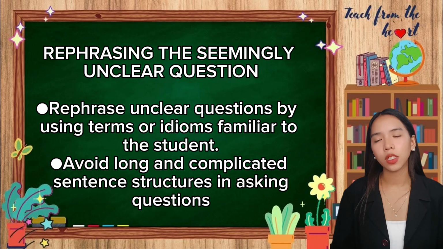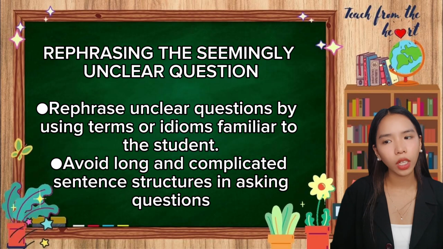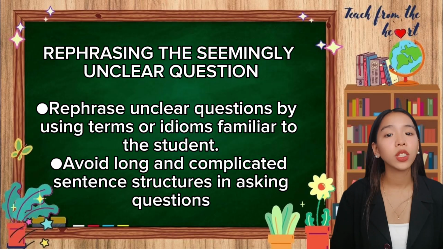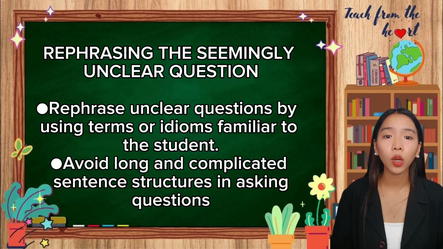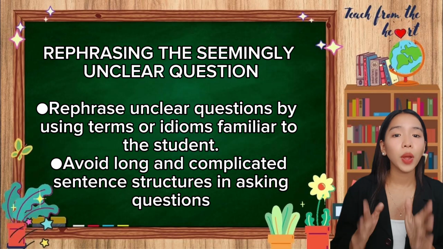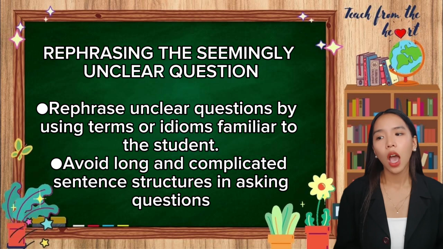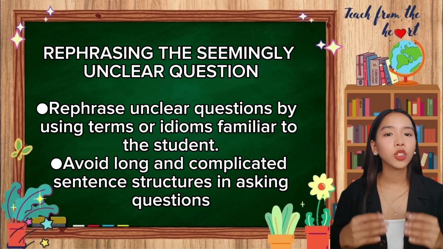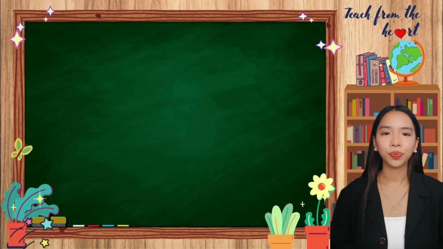So for example of this, we have here a complicated question. The complicated question is, what is the implication of global warming on biodiversity? So as you observe, the question is very hard, right? And very difficult. The words that we use here are very difficult. So we are going to replace this and change it like this: How does global warming affect plants and animals? So here, as you observe, the question is clear and understandable.